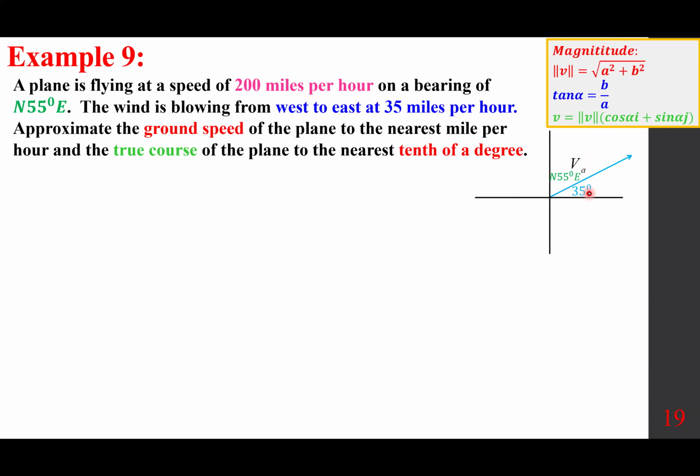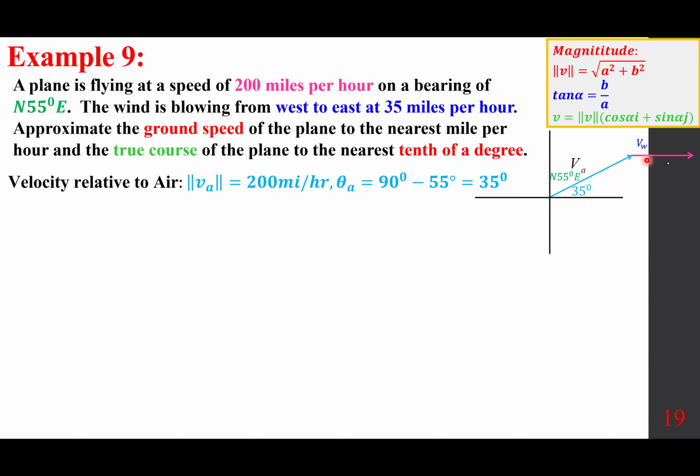Which makes this angle 90 minus 55, 35 degrees. The plane is flying. This is the velocity with respect to air, everybody, VA. The magnitude, the speed, is 200 miles per hour. The alpha is 90 minus 55 or 35 degrees. So that's as far as V sub A is concerned.